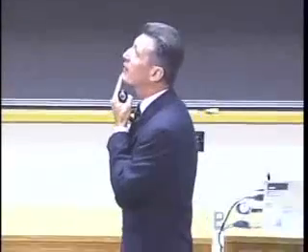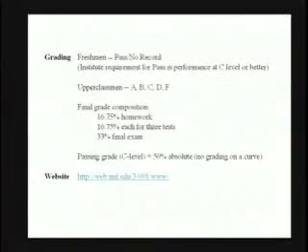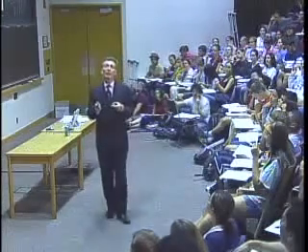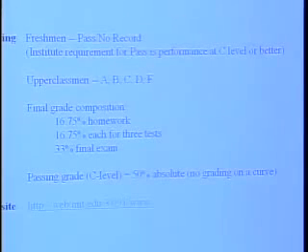Grading. For freshmen, it's pass, no record. Pass, no record. And to get a pass as a freshman, you have to be performing at C level or better. For upperclassmen, you get the full range of the alphabet. A, B, C, D, F. It's all there, available for you.